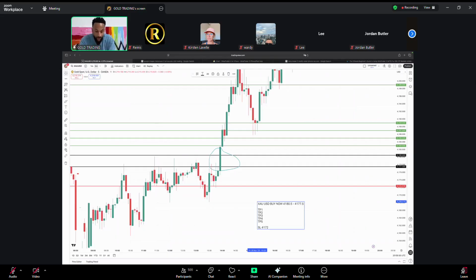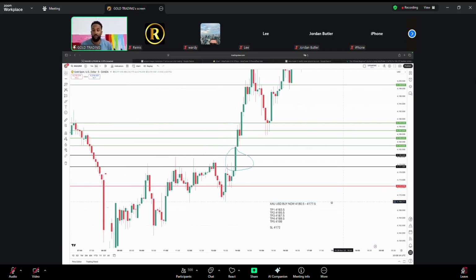So in this scenario, 4183.5, TP2 is typically going to be a further 20 pips. So in this scenario, 4185.5. Take profit 3 is going to be 4187.5. Take profit 4 is going to be 4189.5. And take profit 5 in this scenario was 4199, okay, which was a further 100 pips from TP4.